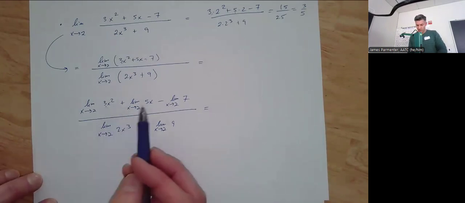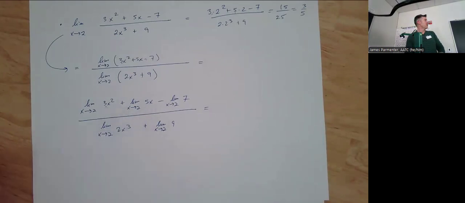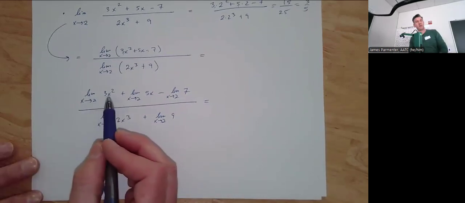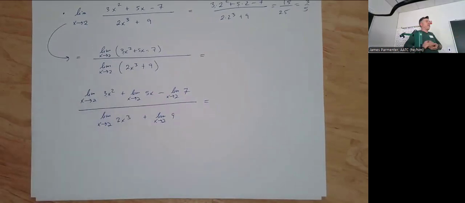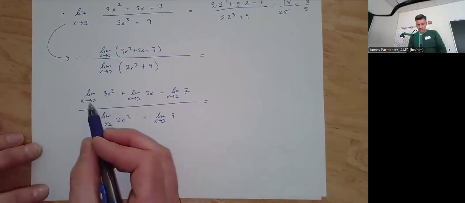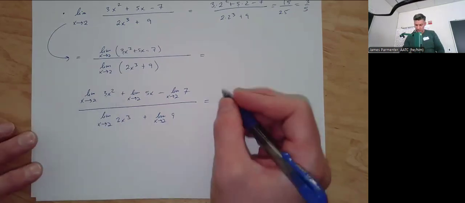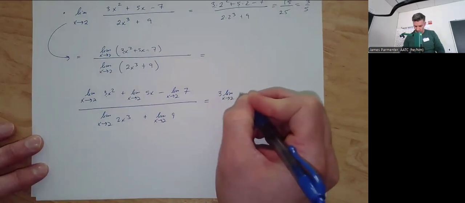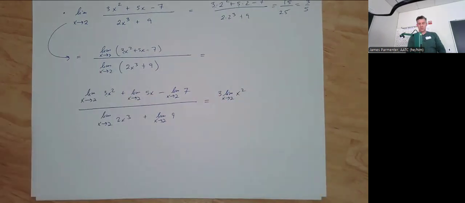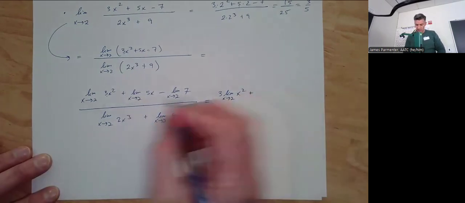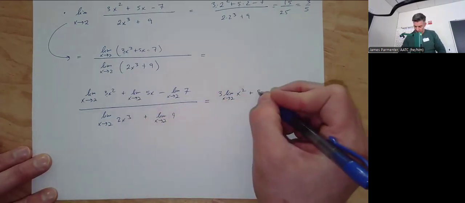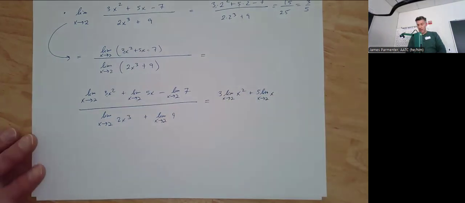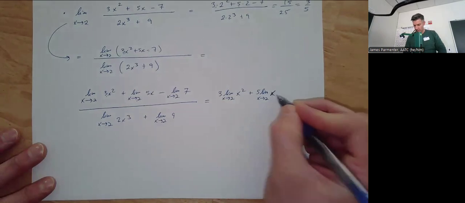For the 3x squared, the 5x, and the 2x cubed, we're going to apply what's called the constant multiple rule, which is that if you have the limit of a constant times a function, that constant gets to come out in front. Or in other words, the limit as x approaches 2 of 3x squared is the same as 3 times the limit as x approaches 2 of x squared. Same deal here. The limit as x approaches 2 of 5x is 5 times the limit as x approaches 2 of x. And, whoops, that's an x.